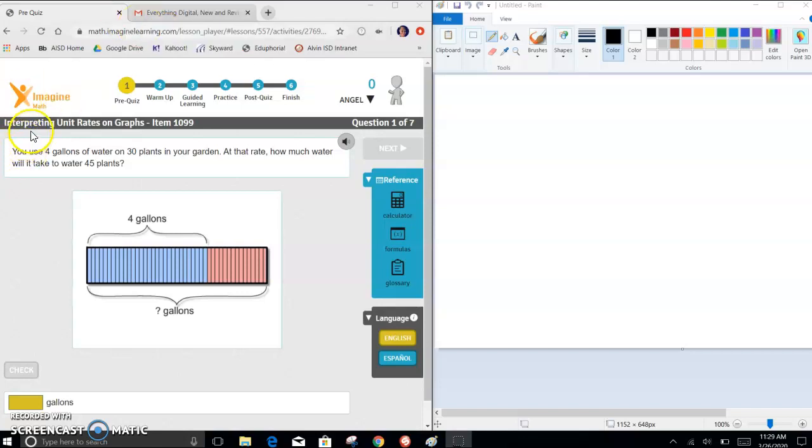Okay, in this brief assistance with Imagine Math, I'm going over interpreting unit rates on graphs. The question says you use 4 gallons of water on 30 plants in your garden. At that rate, how much water will it take to water 45 plants? So I need to make a proportion, which is still a unit rate. And I have gallons and I have plants.